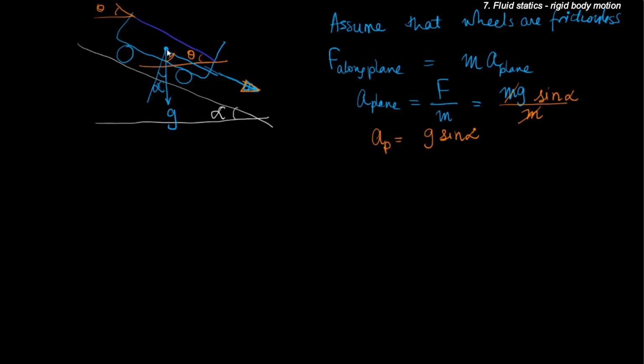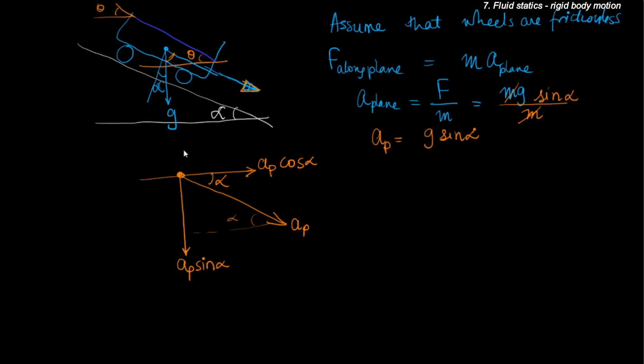So now this g sin alpha is along the plane, that is to say this is the angle alpha. So if this angle is alpha, this angle will also be alpha. So in the x direction the component will be AP cos alpha, and in the z direction the component will be AP sin alpha. Moreover, gravity also acts in the z direction, so we will have plus g.